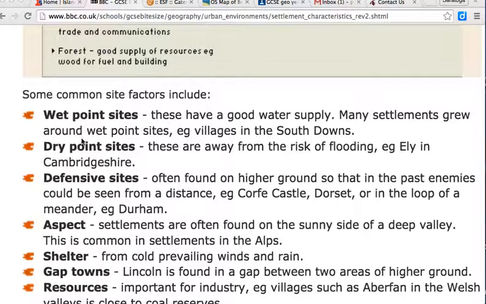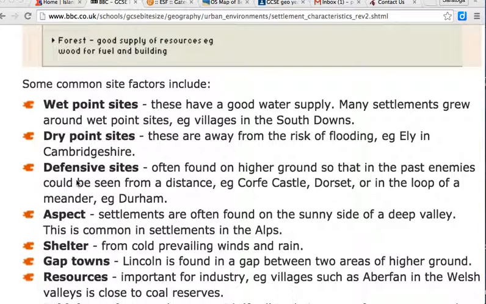Defensive, could be at the top of the hill, could be on the bend in a river, somewhere that's going to make it difficult for your enemies to attack you. Aspect, it's nice to be in a sunny place, so if your settlement is facing towards the sun, it's going to be a lot better, it's going to be warmer for you, and it's going to be better growing crops.